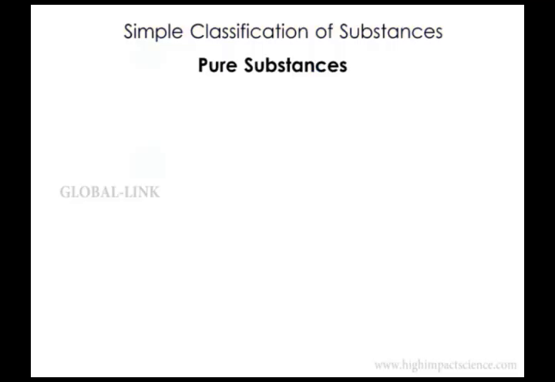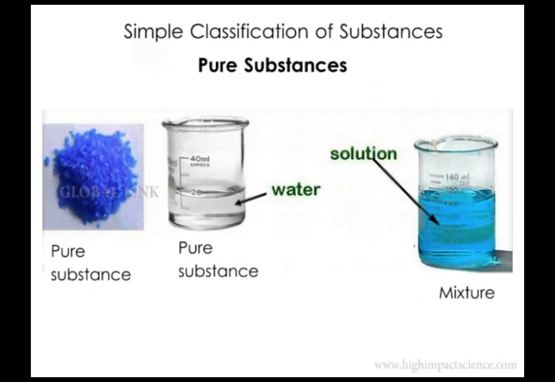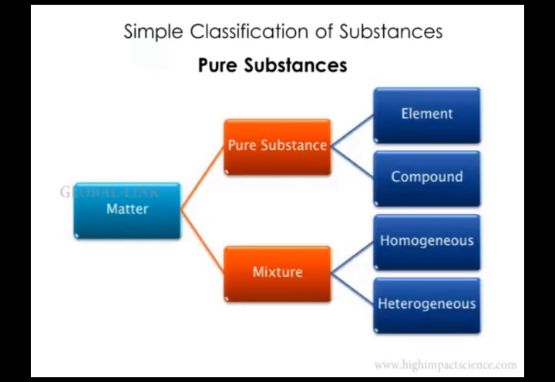Next, pure substances. Now, having looked at mixtures, their types and how they can be separated, we now look at pure substances. The thing is, when a mixture is separated into its constituent components, those individual components are now pure substances. So, copper 2 sulfate is a pure substance. Water is also a pure substance. But a solution of copper 2 sulfate in water is not a pure substance. It is a mixture. Pure substances are further classified into elements and compounds.